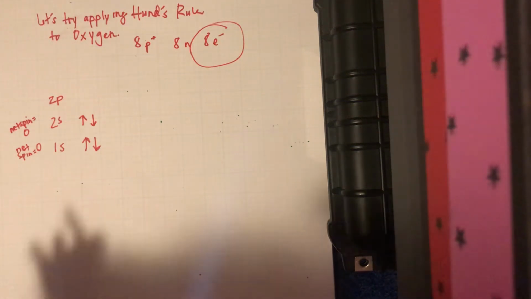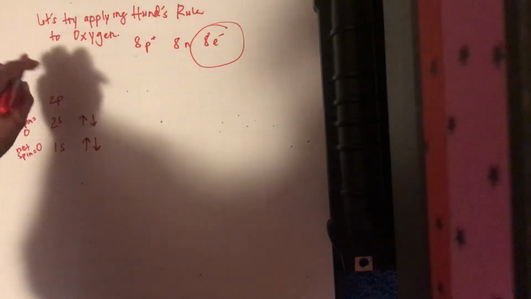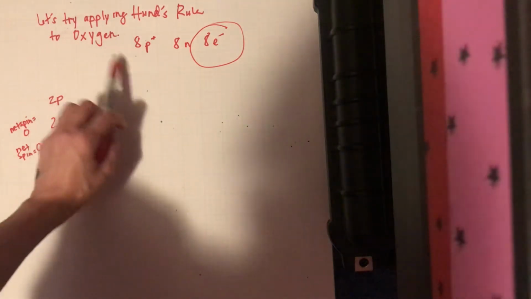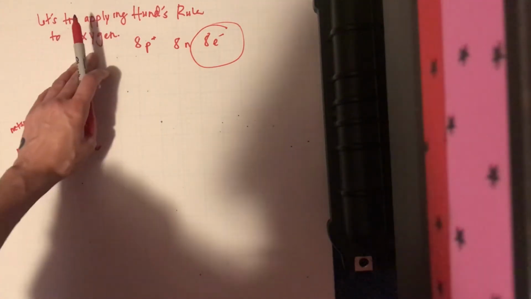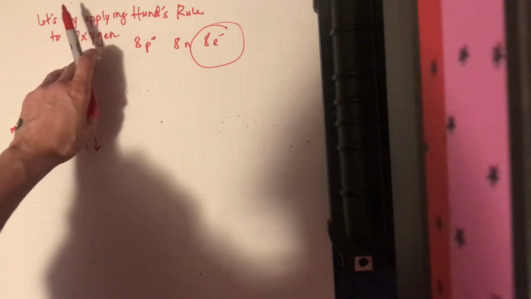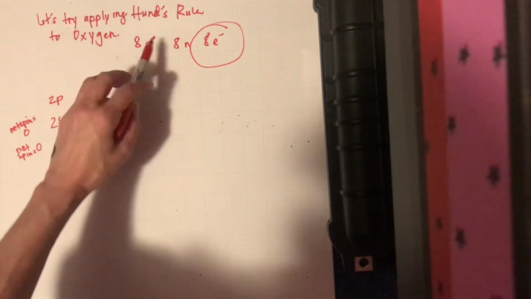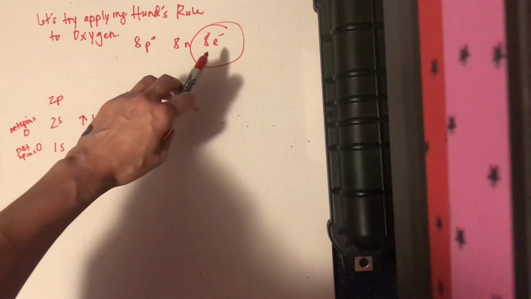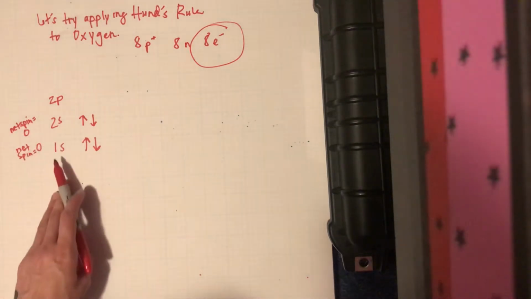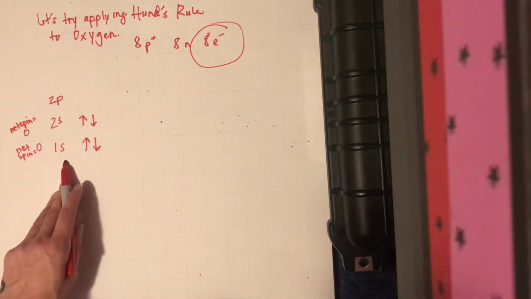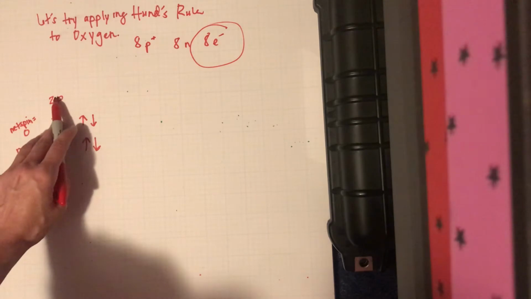Okay. So we're going to apply Hund's rule to oxygen, and so our oxygen atom has an atomic number of 8. So we know we have 8 protons, 8 neutrons, and 8 electrons. So I've already started setting this up. So we have our 1s orbital, our 2s orbital, and our 2p orbital.